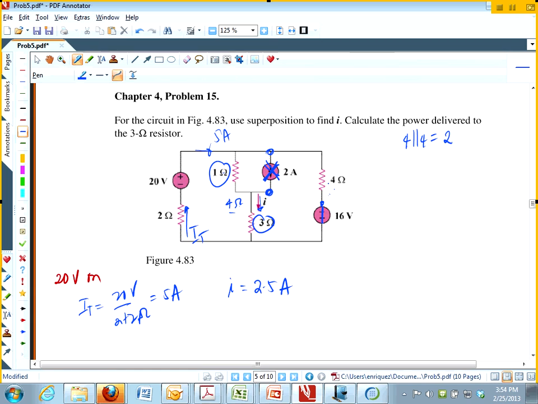Then the next part would be when, which one do you want to look at now? When the 2 amp source is on.